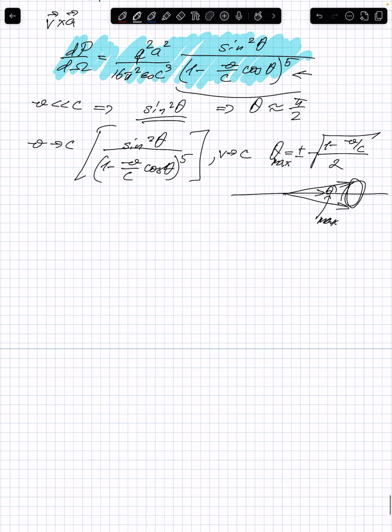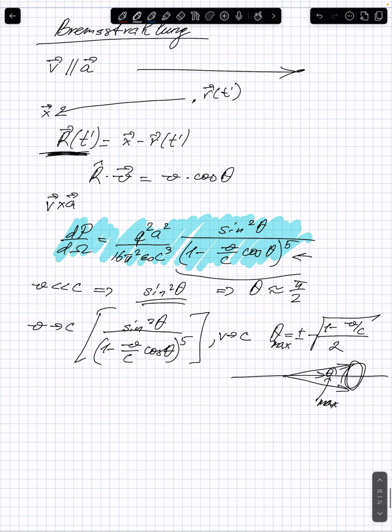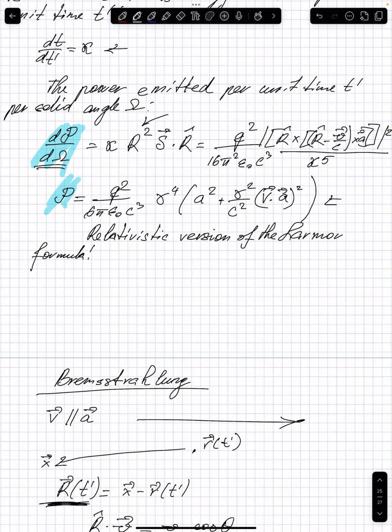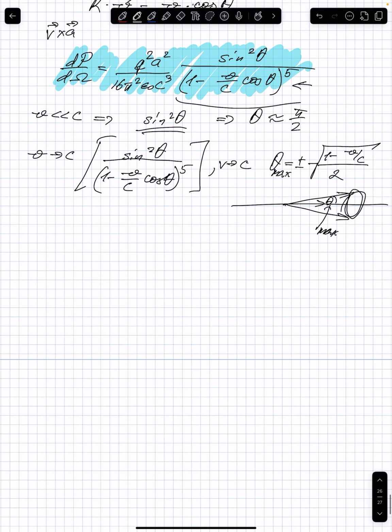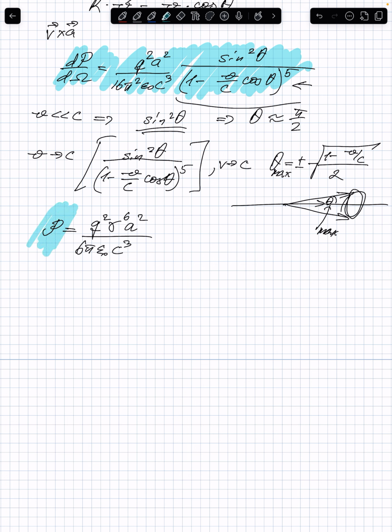All right, so now the total power emitted in this case, okay, so we get the equation for the emitted power, we substitute the facts about acceleration and the velocity, that they're parallel to each other, we'll obtain that the total power radiated is given by Q squared gamma to the 6 times a squared, the acceleration of this charge, divided by 6 pi epsilon 0 c cubed.